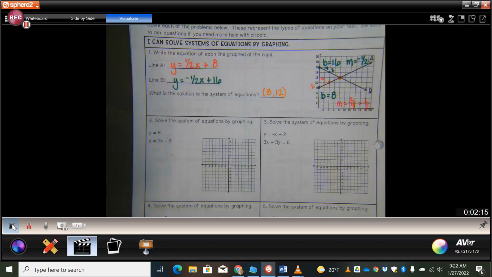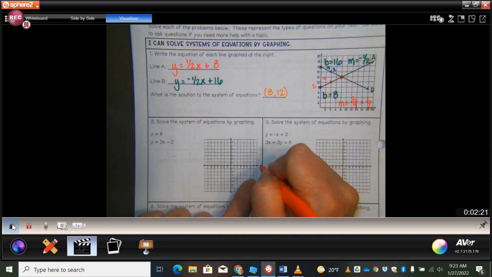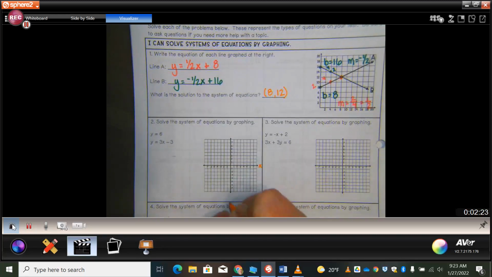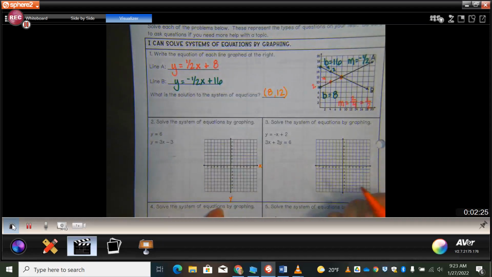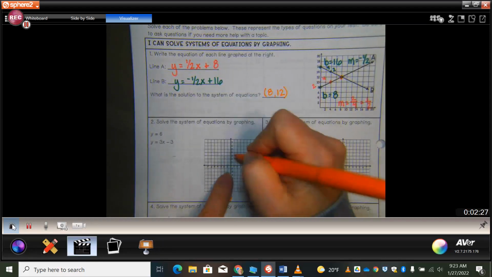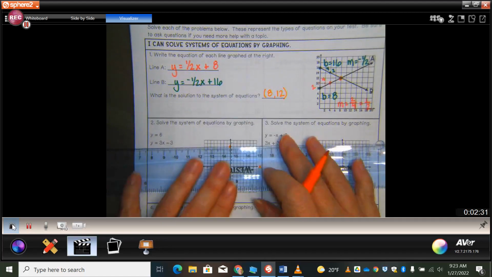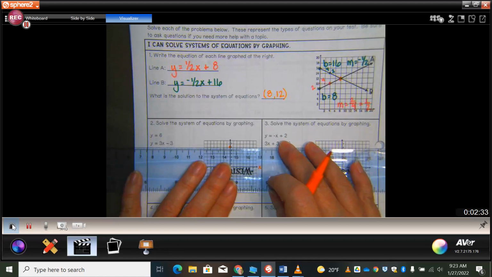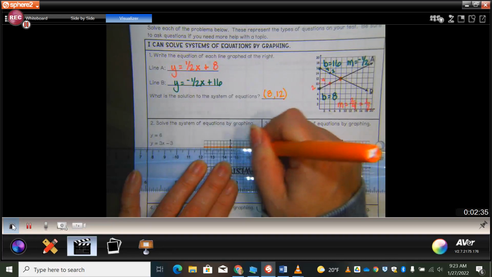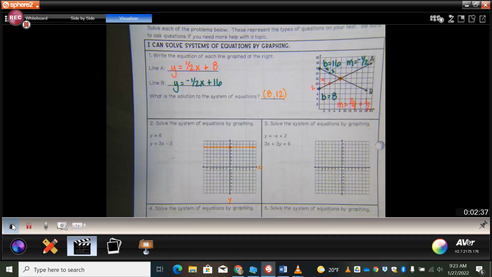For question number 2, it says solve this by graphing. In the first one it says y equals 6. Remember, this is our x coordinate, this is our y coordinate. Because this is y, you just go up to where y is 6, put a dot, and then you can draw your line. When you're doing your test tomorrow, I do want you to use a ruler so you have nice straight lines, because that's going to help us determine where everything intersects.